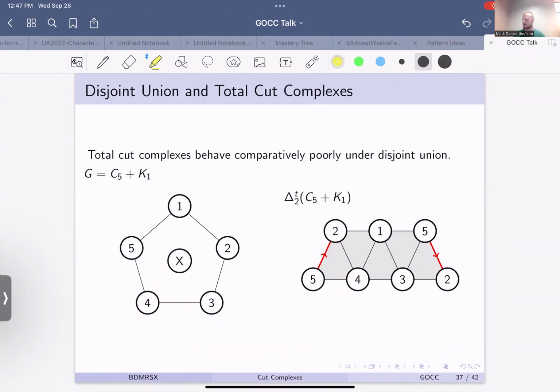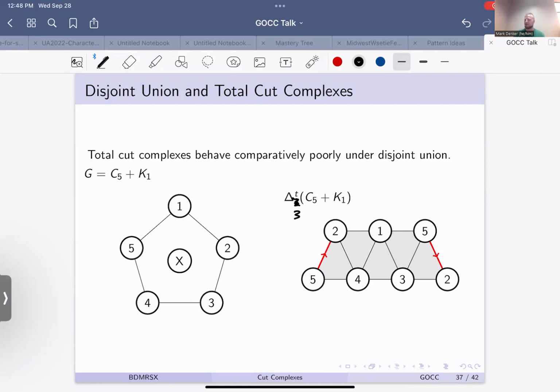If you take the total cut complex of the cycle, that would be asking you to find, oh, I wrote this wrong. I did not want 2, I wanted 3. I should say of size 3. If you try to find independent sets of size 3 of just the cycle C5, you will give up. It has no independent sets of size 3. If you try to do it of an isolated vertex, you will give up. The isolated vertex does not have an independent set of size 3.